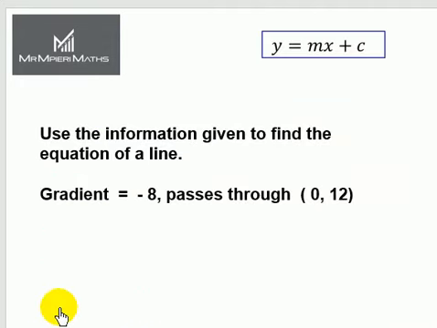Let's look at this question. Use the information given to find the equation of a line. The gradient is minus 8, and it passes through 0, 12. Remember, this is the equation of a straight line: y equals mx plus c. Remember this. Do you want to have a go at this? Press pause, and when you're done, press play.